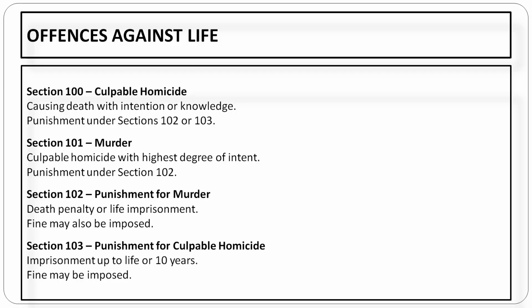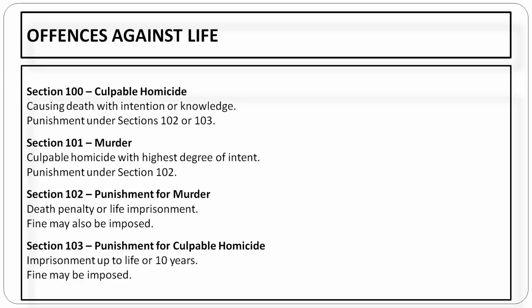Now let us look at Section 102, the punishment for murder. The punishment can be death penalty or imprisonment for life. The court decides the punishment based on facts, brutality, and gravity of the offense. Not every murder leads to death penalty. Sometimes life imprisonment is commonly awarded. Fine may also be imposed along with the imprisonment.